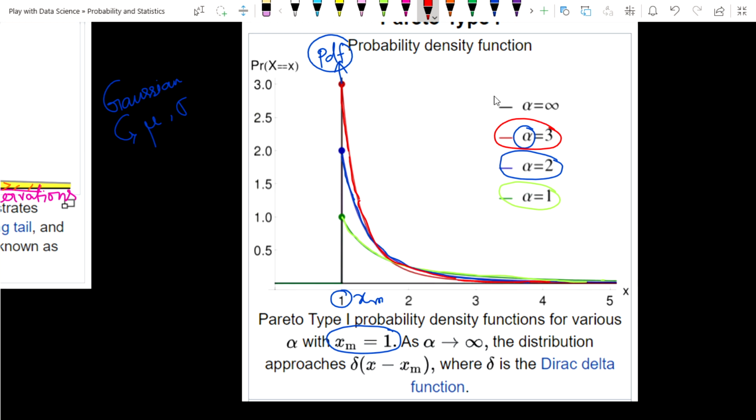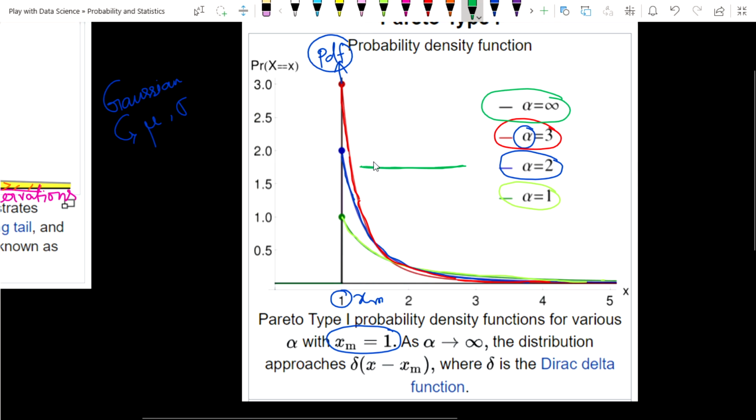And when you have taken alpha equal to 0, just see the black line here. When you take alpha equal to infinity, then it is more peaked. It is one kind of delta function. Okay, what does delta function mean? If you consider this as a delta function, at a certain point it takes the value at infinity, and elsewhere it is zero.